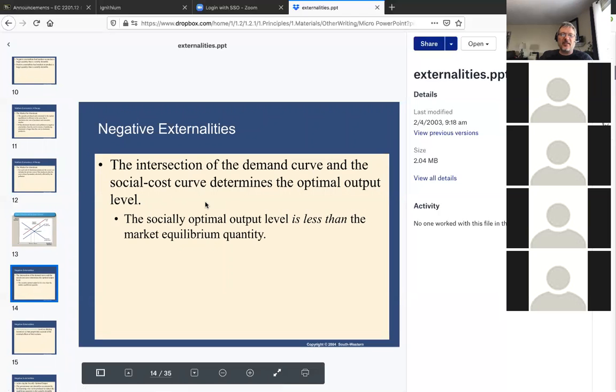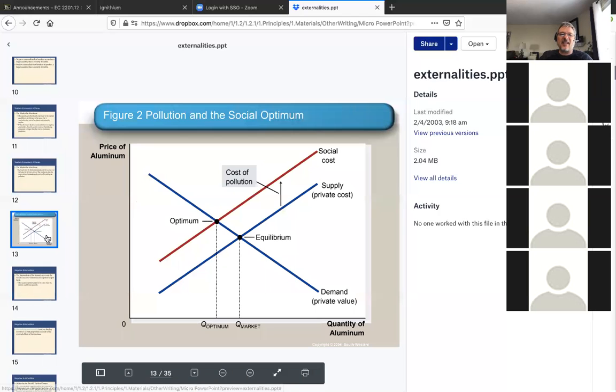So this is to highlight the intersection of the demand curve and the social cost curve determines the optimal level of output. The socially optimal level of output is less than the market equilibrium quantity. In this case, where you have this negative externality, that will be true. With a negative externality, the market will always overproduce. So I'll highlight that a little bit there. See, the market quantity is bigger than the socially optimal quantity.